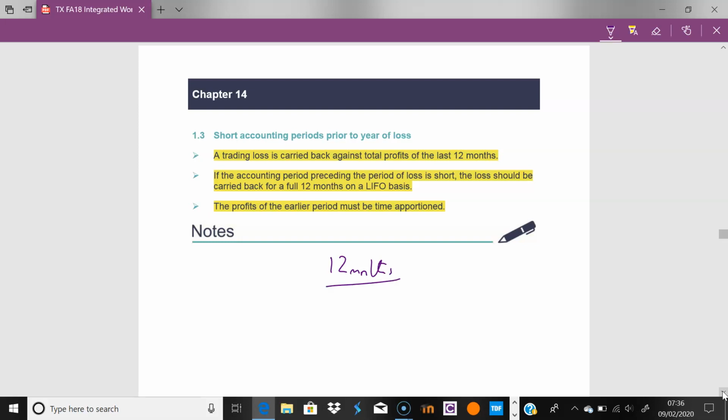Now, like we highlighted earlier on, a company might, for whatever reason, choose a short period of account to realign, maybe with a parent company or just because it prefers a certain year end. So it might have, at some point in its life, a short accounting period.